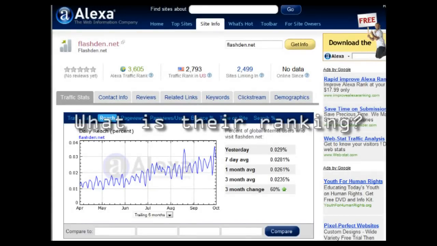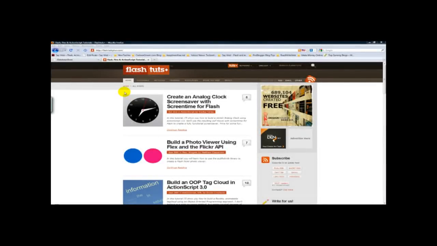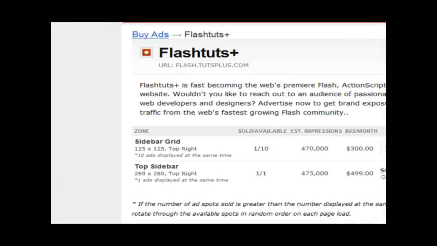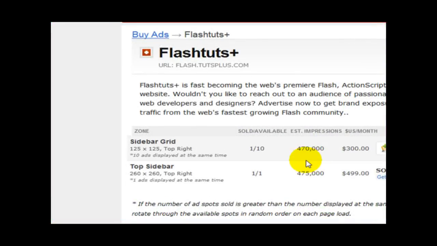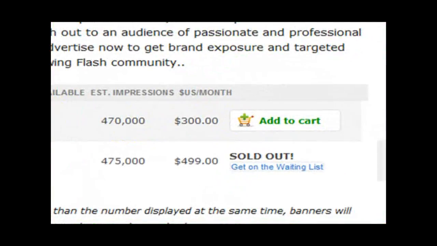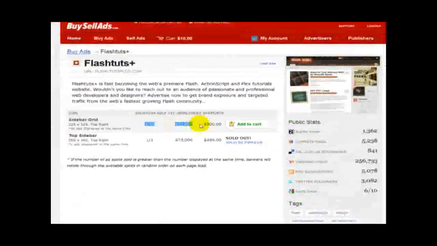They have traffic, as you can see. We are looking at Alexa. Yes, they're in the top 3,000 sites in the States, 3,000 also in the world. And how do these guys get traffic, may I ask? Well, one thing is for sure, they are spending money on advertisement. This is FlashTuts. It is a well-known site. They have a banner here. And these guys charge $300 a month, no matter how many clicks they get. This is a top price for a square. And they have a lot of squares across the net.